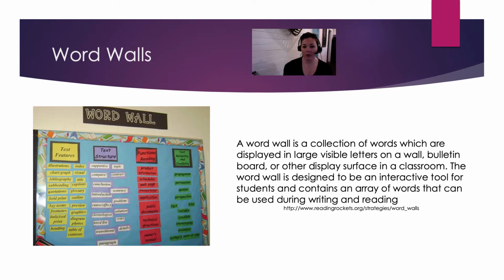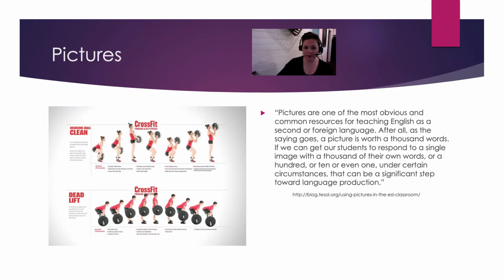We've talked about word walls in the past. You can have manipulative word walls where students go and actually get the words off of the wall and can use them at their desk and then put them back. The word wall in this picture is color-coded: text features, text structure, functional reading, text reliability, and credibility. It serves as a visual for the students. We all know that pictures are very helpful for learners.